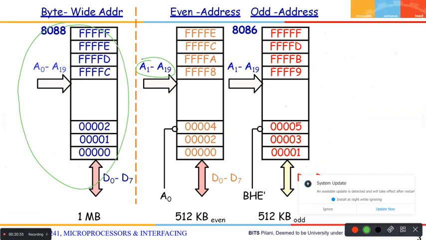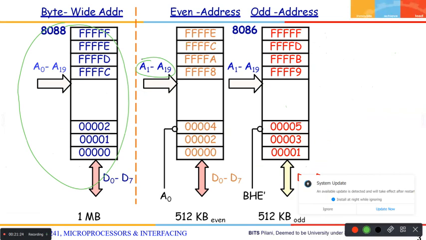Can you check every even address, your A0 will be 0, yes or no? Can you just imagine? Every even address. What about the A0 bit? Always 0, right? That's why whenever A0 is 0, this particular memory chip is selected. That's why it is connected to chip select.